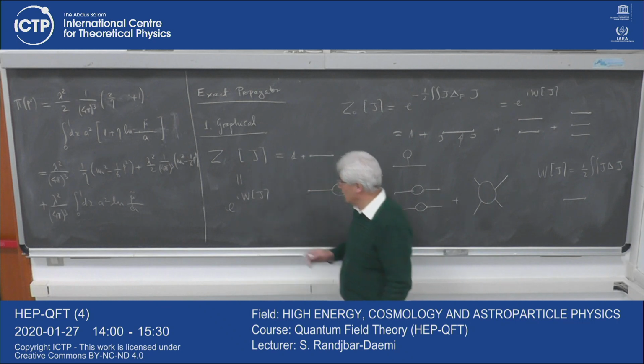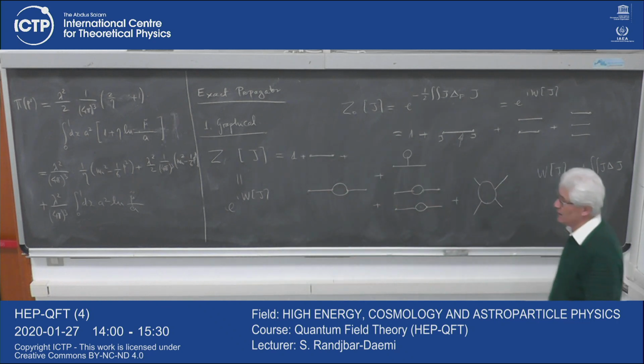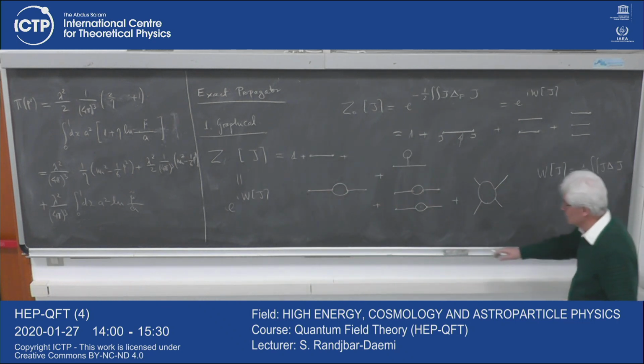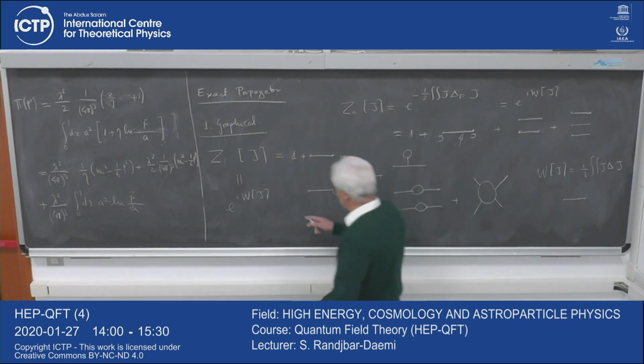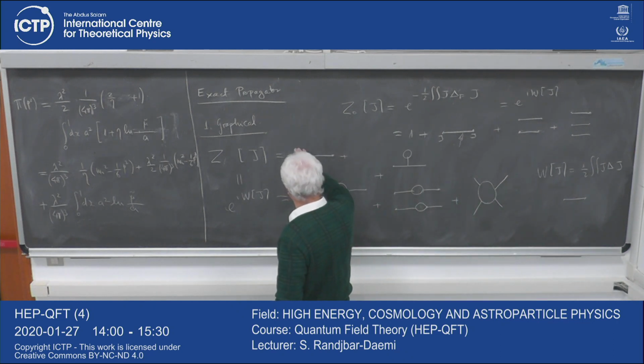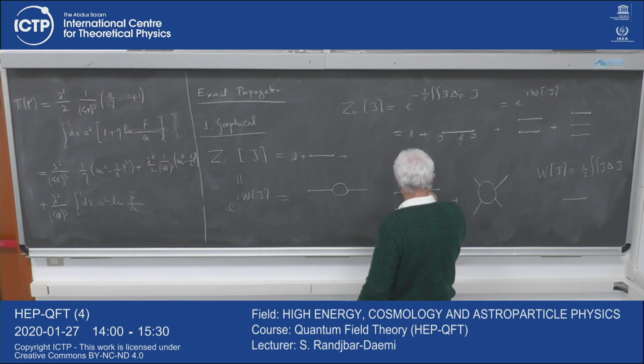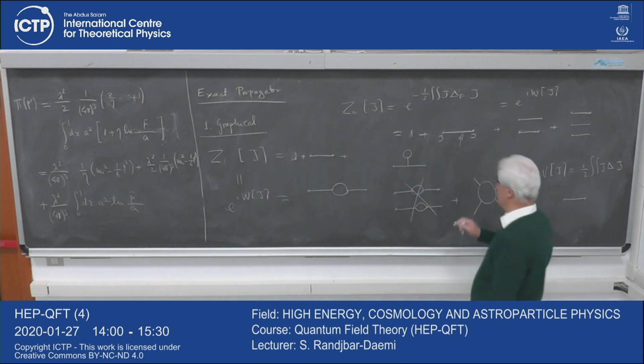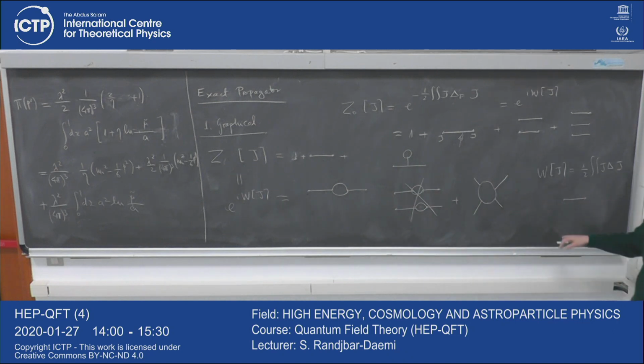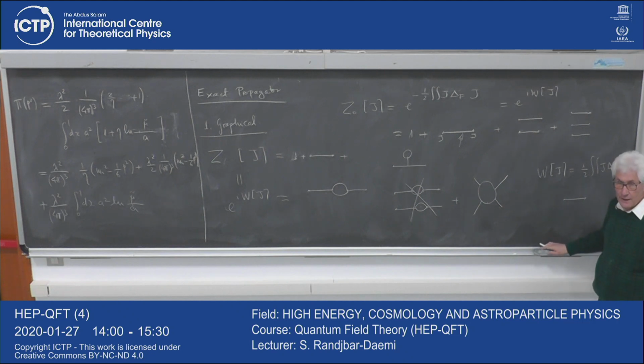For the time being, I just want to tell you that there is a way to write the whole thing in such a way that when you expand W, W will give you this, plus this connected piece will be there, this will be absent in W, that will be there, etc. Only the connected pieces will be there. Are we clear?